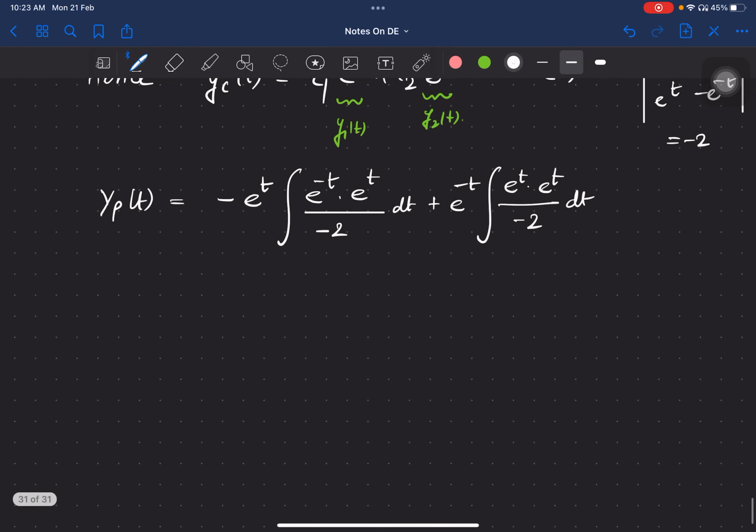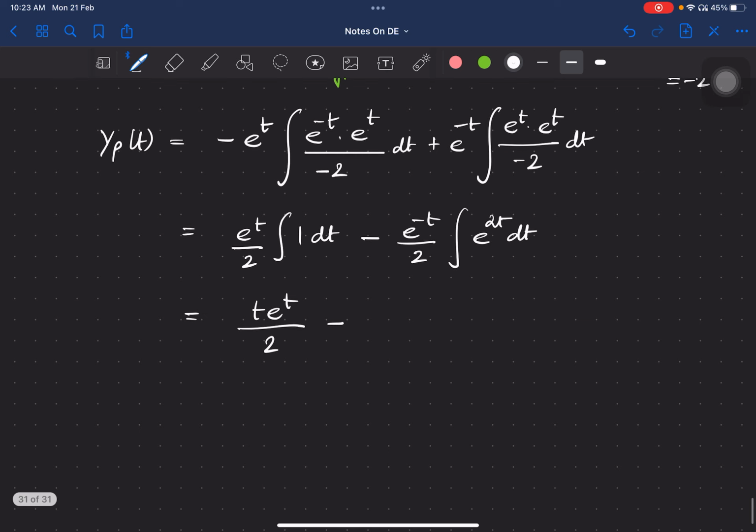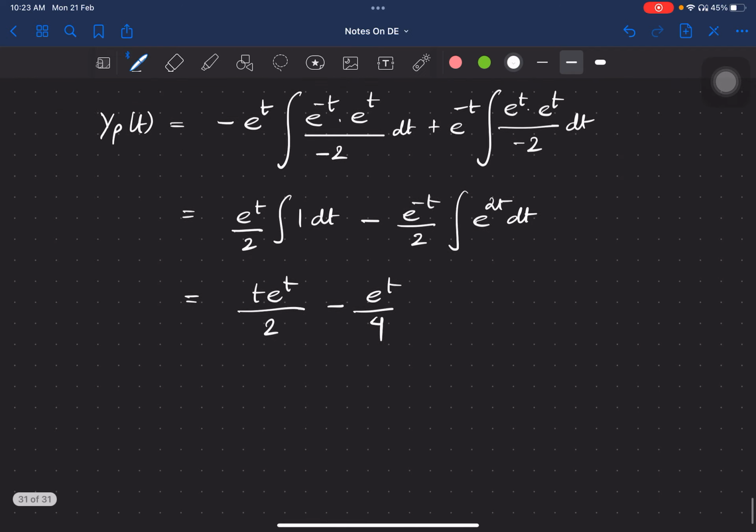So this minus will cancel. It's e power t times the integration of this, which will come out as 1 dt, plus, let's take the minus out, e power minus t by 2 times the integration of it over 2t dt. So it's t e power t by 2 minus e power t by 4. So this comes out.